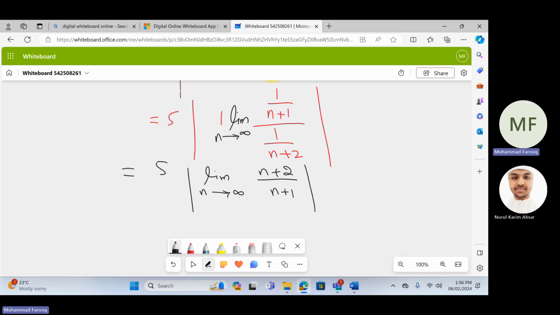The degree on top is 1, and the degree on the bottom is 1, and the limit is at infinity. So the answer is 1, so basically the absolute value of 1, which is 1. So what's the answer? 5. 5 is greater than 1, so it diverges. As per the ratio test, it is divergent. I hope you understand. Clear?